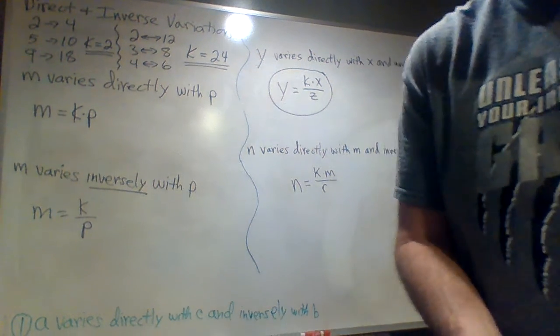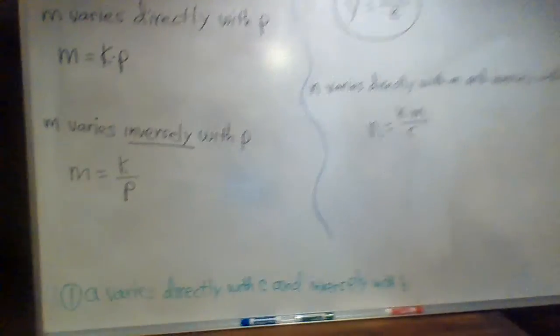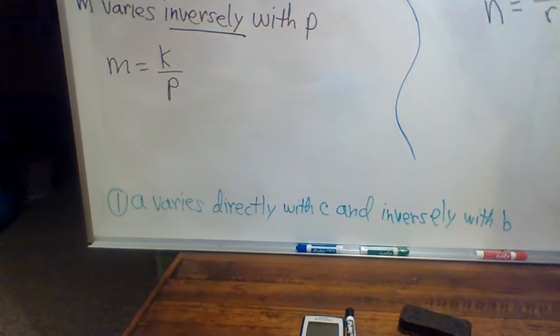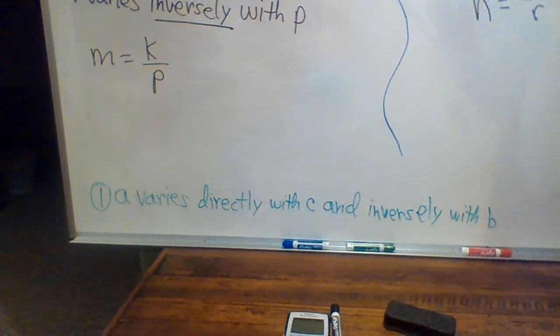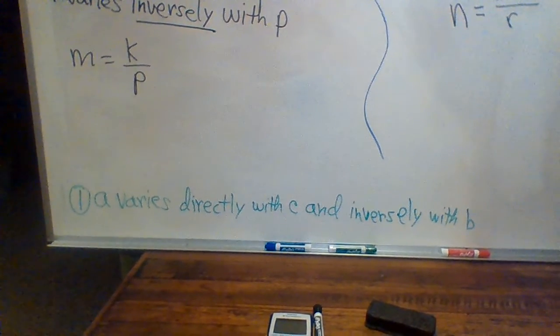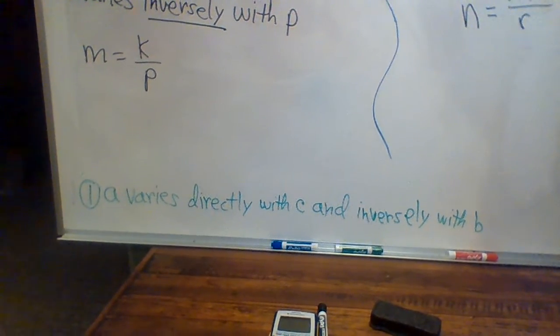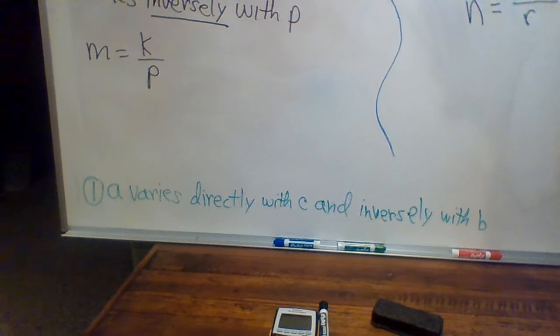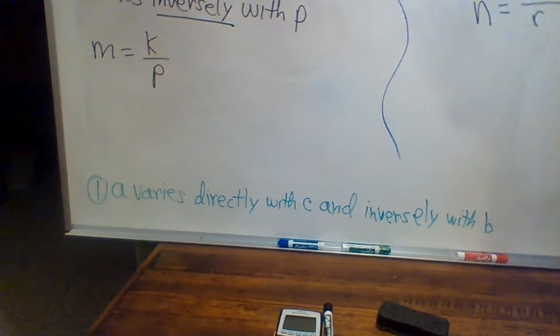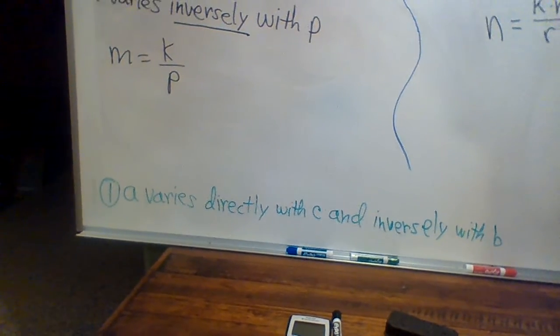So again, here's a problem for your assignment in green here. A varies directly with C and inversely with B. Okay, so A varies directly with C and inversely with B. So that's the problem. Go ahead and post that in the journal part, and we'll see you next week.